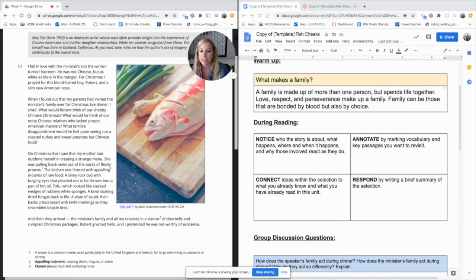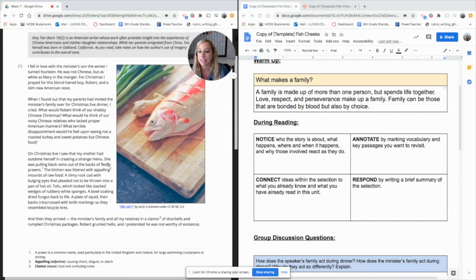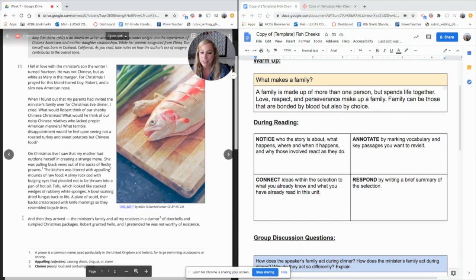So a few things to notice before I jump to my graphic organizer. We see a lot of footnotes. So I see a lot of numbers here with prawns and appalling. And then we see the word clamor. And we know that we can find these definitions down below because it has a number beside.